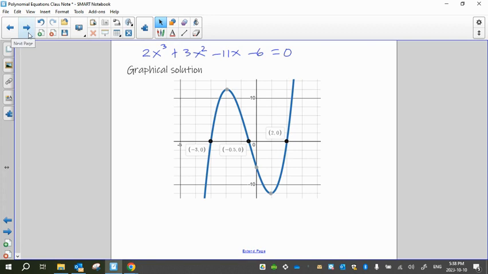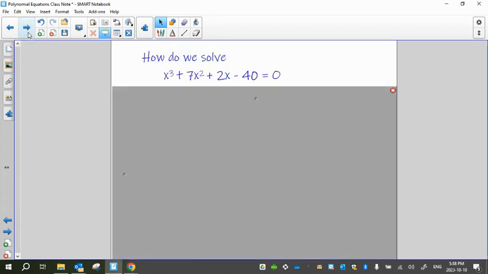Well, let's continue then. So here's another example. How do we solve x cubed plus 7x squared plus 2x minus 40 equals 0?